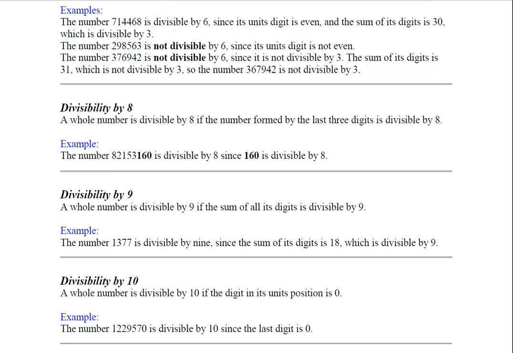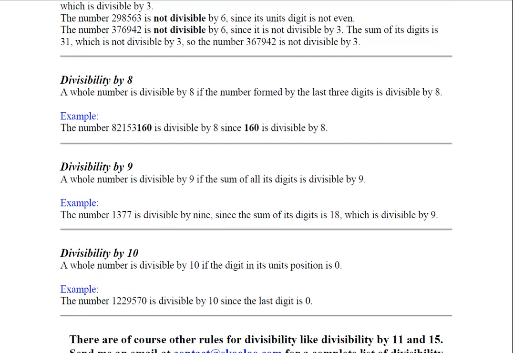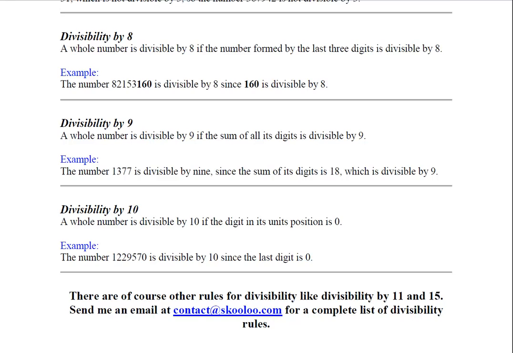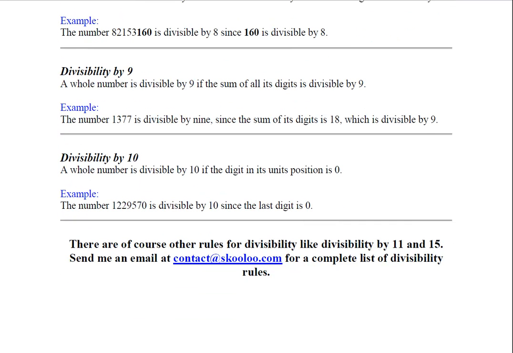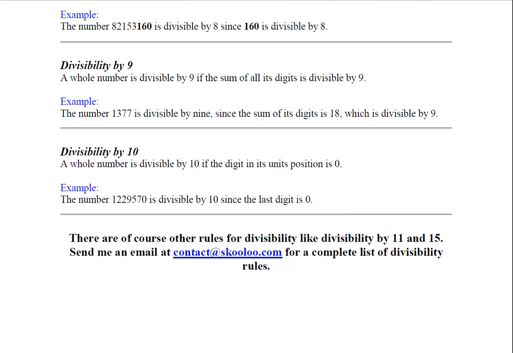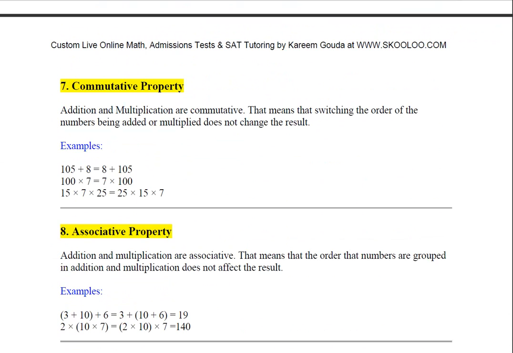Last one, divisibility by 10. A whole number is divisible by 10 if the digit in its units position is 0, so it's only divisible by 10 if the last digit is a 0. Other than that, it is not divisible by 10.